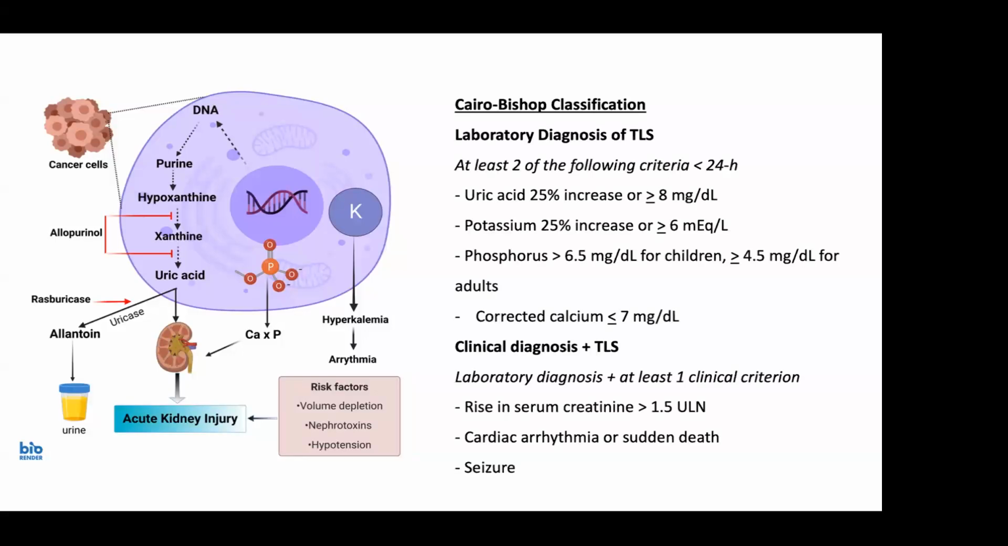We classically describe tumor lysis based on the Cairo-Bishop classification as the presence of lab diagnosis of TLS and clinical diagnosis of TLS. And the table is self-explanatory. Lab diagnosis is when the patient does not have any clinical manifestations, but just lab derangement of particular electrolytes. And when the patient has manifestations like arrhythmias, seizures, or becomes dialysis dependent or develops oliguria, that is clinical TLS.